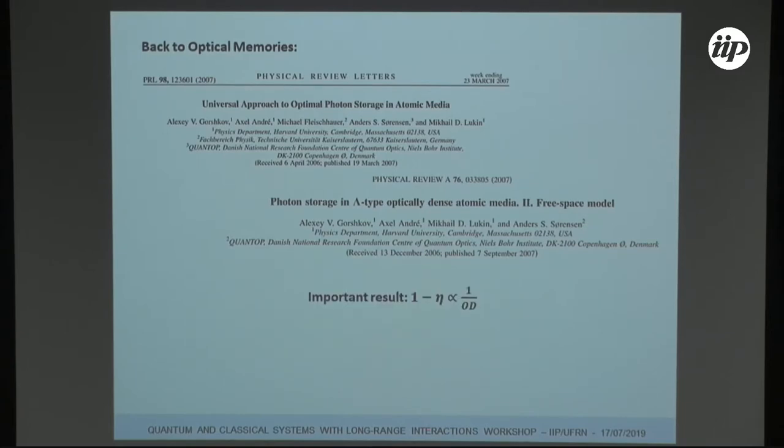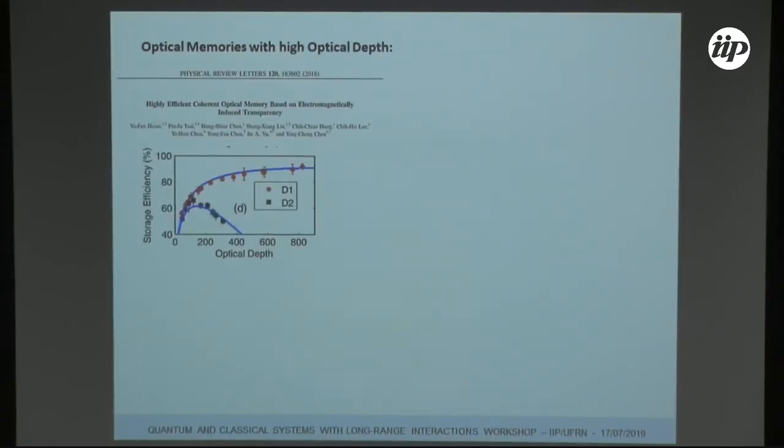And one important result, which is somehow expected, is that the efficiency eta of the memory, I mean 1 minus the efficiency, is inversely proportional to the optical depth of the atomic system. So to have higher efficiencies, we need higher optical depth. And this is what people have been showing in the last years, very recently. For example, in this paper, they show that it's possible to have a very high efficiency, in this case close to 92%, if you have an optical depth of almost 1,000.